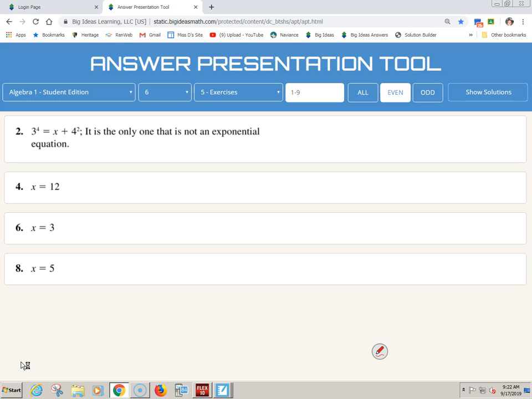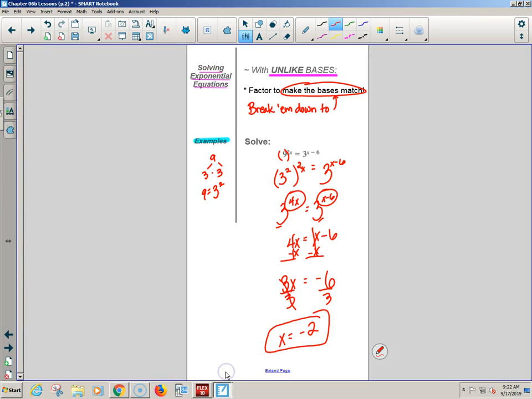We will have time for homework questions at the end of class, but for right now, let's go ahead and put our colored pen into our homework spiral and come back to our notes. So X is 12, X is 3, X is 5.